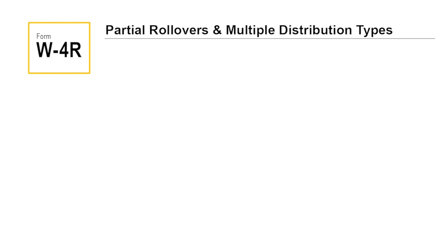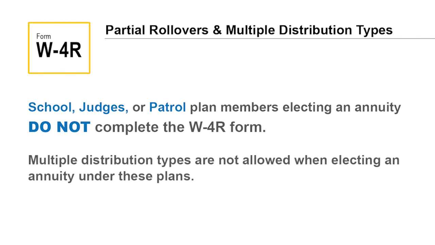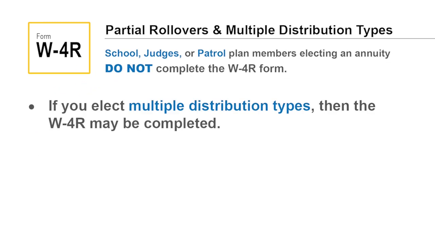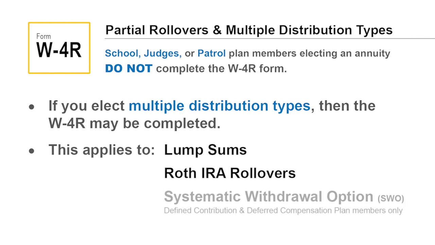Partial rollovers and multiple distribution types. If you are a school, judges, or patrol member electing an annuity, do not complete the W-4R form, as multiple distribution types are not allowed when electing an annuity under these plans. If you elect multiple distribution types, then the W-4R may be completed. This applies to lump sums, Roth IRA rollovers, pre-tax money is taxable when converting to a Roth, and for defined contribution plan and deferred compensation plan members only, the systematic withdrawal option, or SWO.